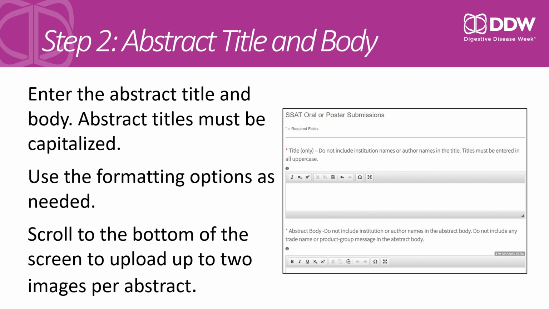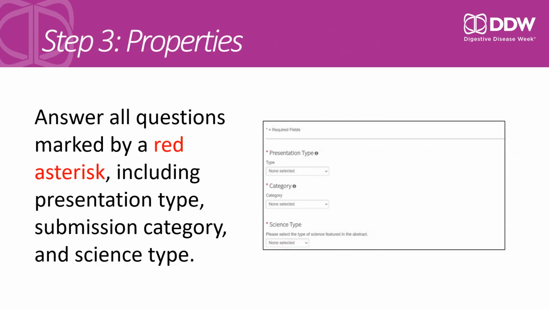To complete Step 2 of the submission process, enter the abstract title and body. Please note that abstract titles must be capitalized, though you can use superscript and subscript, along with special characters. You may upload up to 2 images per abstract. When you've completed this step, click the Save and Continue button at the bottom of the screen. In Step 3, you'll answer a few questions about your abstract, like the science type and submission category. Answer all questions on the page marked by red asterisk, and then click Save and Continue.